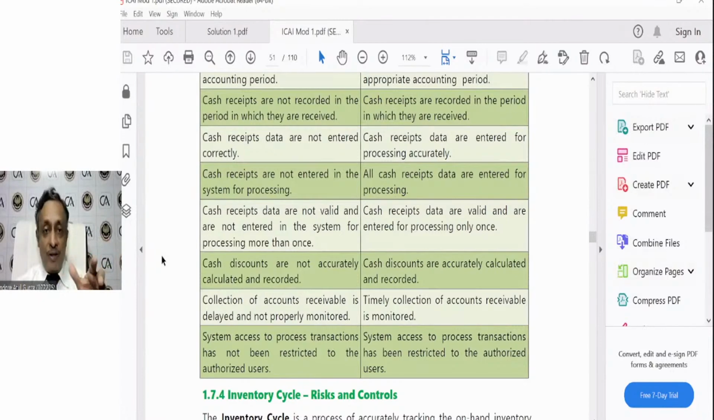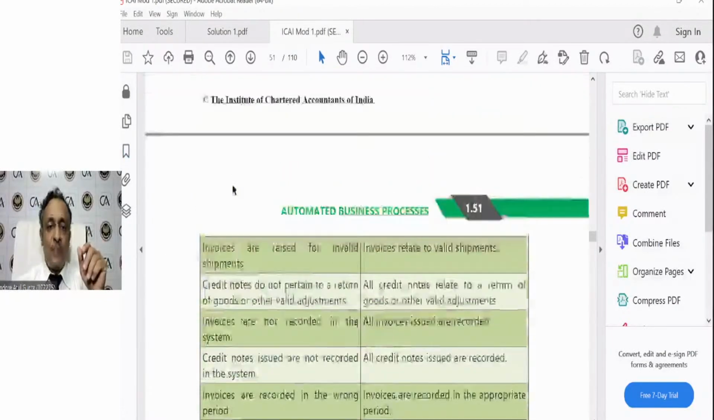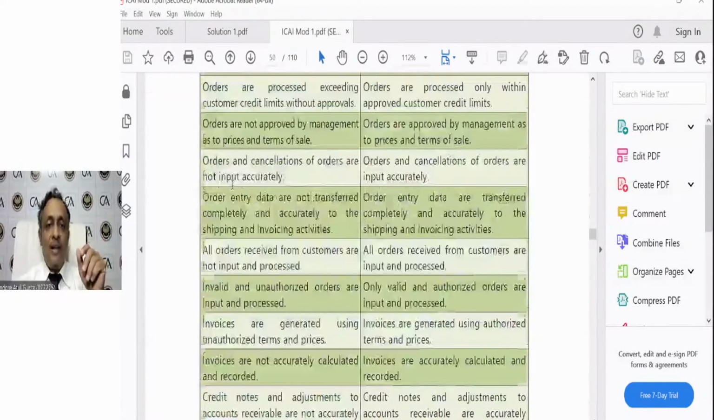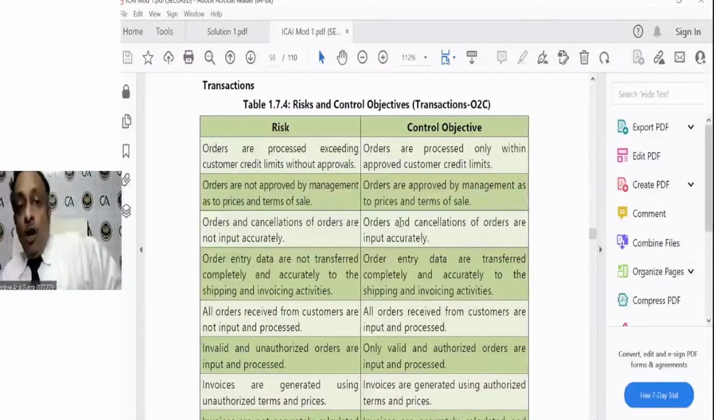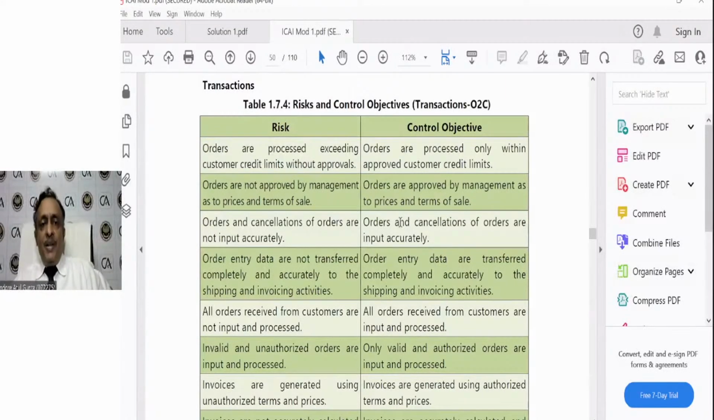Then I talked about some questions. Let us read. Okay, good. So on the first two, we had on this, orders are processed exceeding credit limits and orders not approved. So I'm reading those. Orders are processed without approval. Yeah.